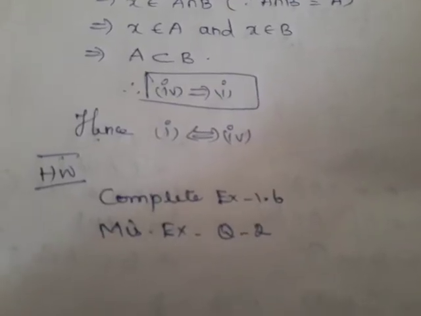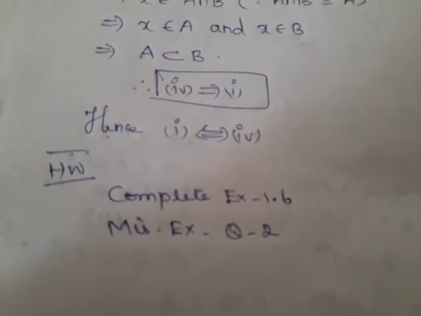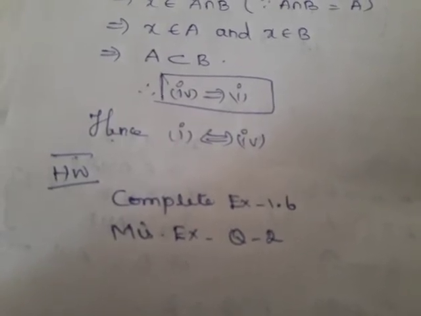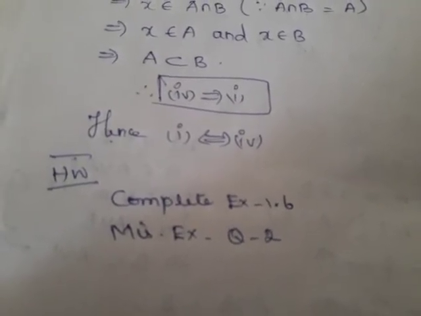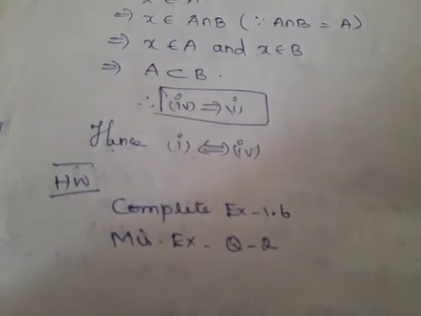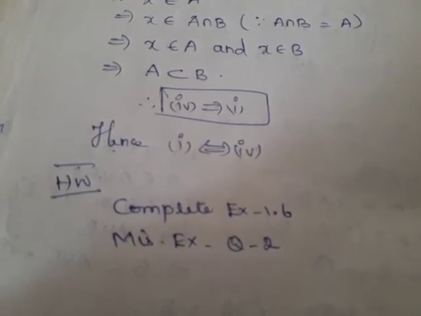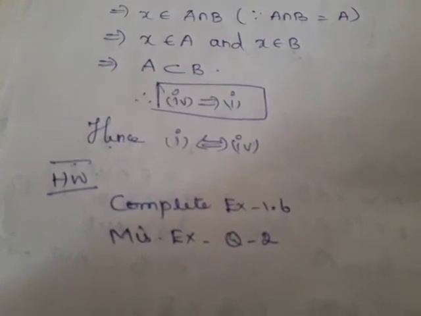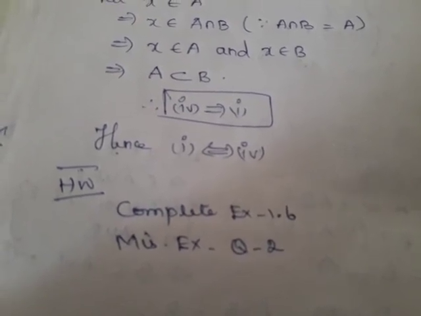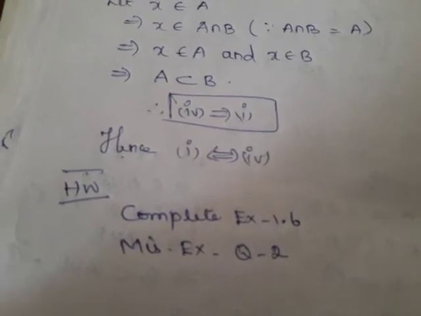So do these problems as homework. Complete exercise 1.6. 1.6 is very easy. I have given you all the clues. It will take just 5 to 10 minutes to complete the exercise, and do question number 2 in the miscellaneous exercise. Again, it's just true or false. So I want you to complete it, and after completing, recap all the subtopics in this chapter, so that in the next class we will do the remaining problems in the miscellaneous exercise, so that it will be a revision for the entire chapter. You will find it easier to write your test.